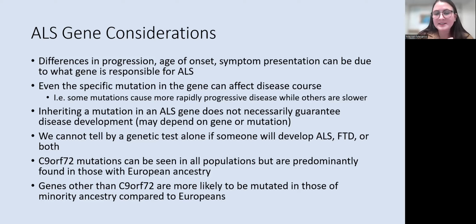Something interesting about that C9 gene is that, yes, it's the most common genetic cause of ALS across the board. It's seen in all populations, but this is a predominantly European mutation. So it originated in Europe. It's pretty much predominantly stayed within the European population. So it's important that patients are offered genetic testing of more genes than just that C9 gene, even though it's the most common, because we want to make sure that minority populations have equal opportunity of obtaining a genetic diagnosis for their disease as well.